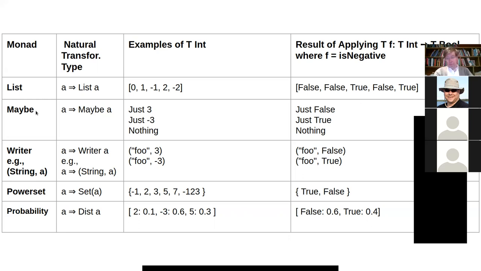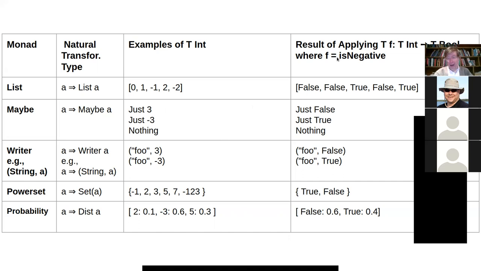Similarly, if we have a maybe functor, we can use that to lift is negative to take a maybe of int and turn it into a maybe of bool. So just three will become just false.